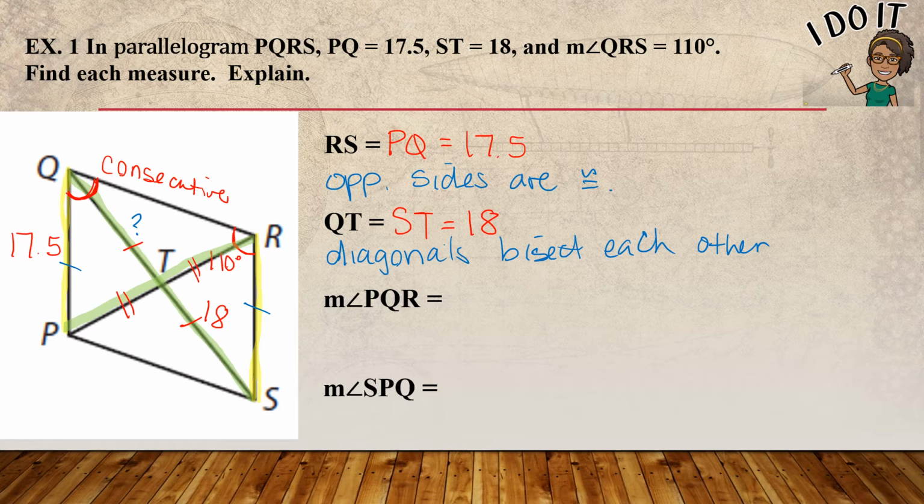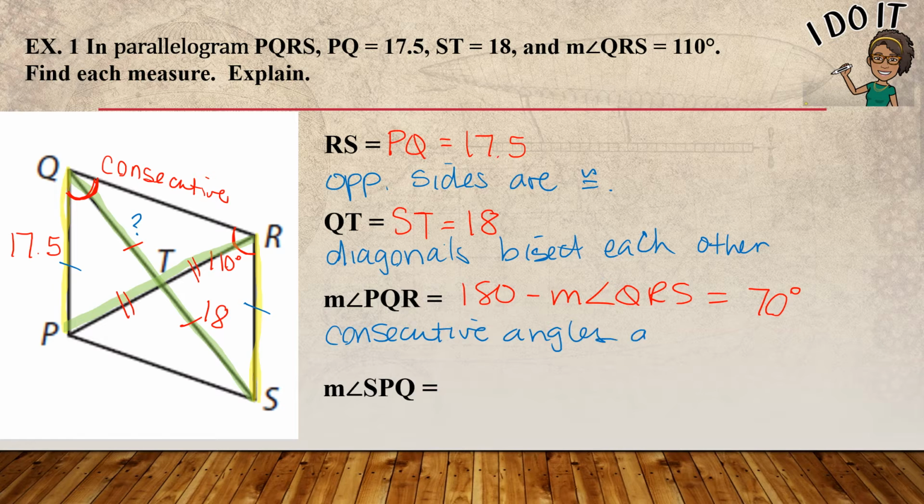So if QRS is 110 degrees, then that just equals, let me rewrite this, that just equals 180 degrees minus the measure of angle QRS. So QRS is 110, 180 minus 110 gives me 70 degrees. So the property that is used is consecutive angles are supplementary.